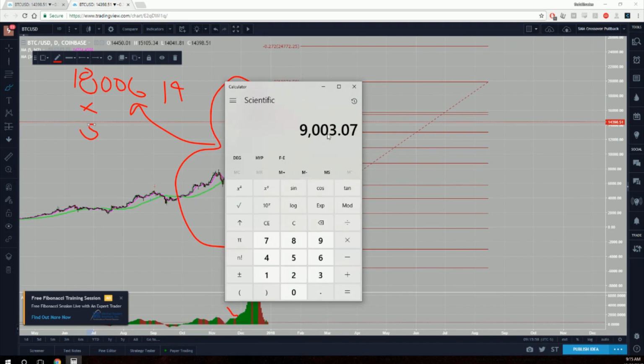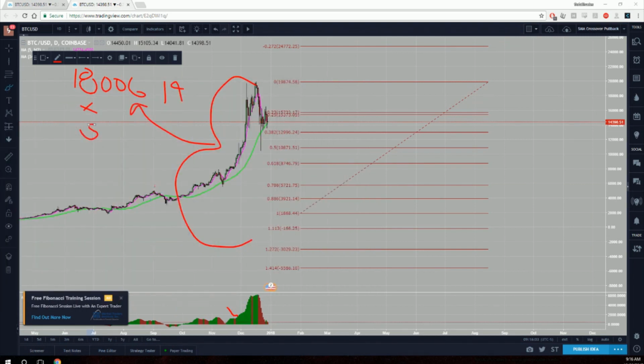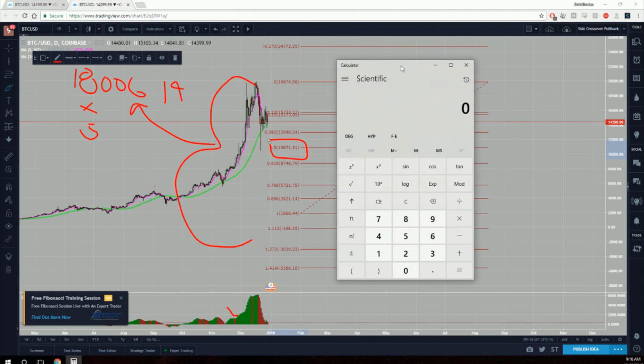So the 50% fib retracement would be $9,000. If we go back over here, the Fibonacci already has it plotted out for us, and that's the 50 fib level, 10,871. So if we bring up our calculator again, we're going to take 19,874.58 minus that 9,002, which gives us 1872.58. Again, I didn't include the change on that, but that gives you the basic idea.